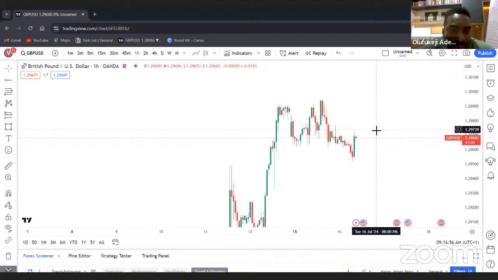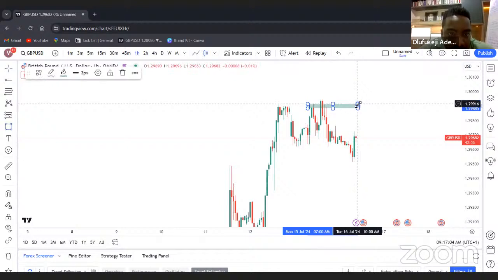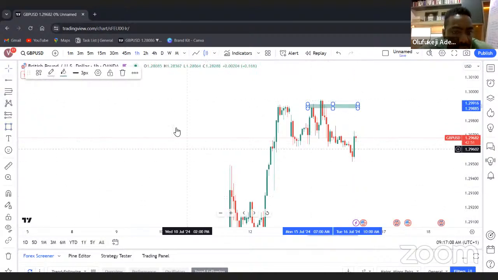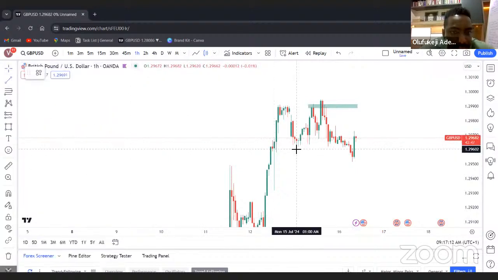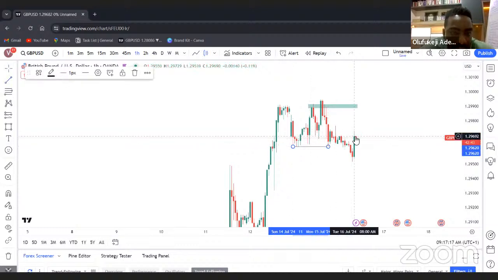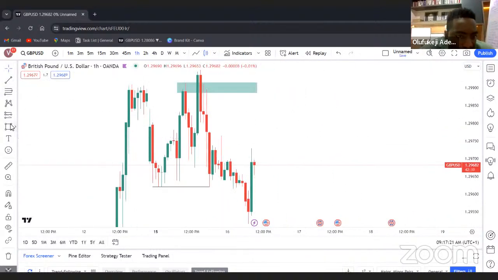Okay. Where's my shoulder? Where's my sweep? Where's my break of structure to the downside? That's a shoulder there. That's my shoulder. That's my sweep. Where's my momentum break of structure to the downside, forming a fair value gap? That has happened. Where's my fair value gap? Can we zoom in a bit?